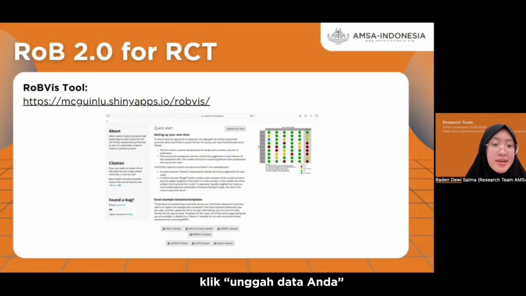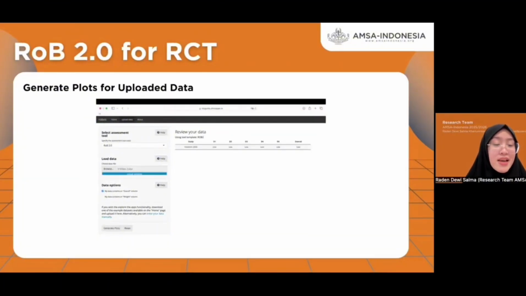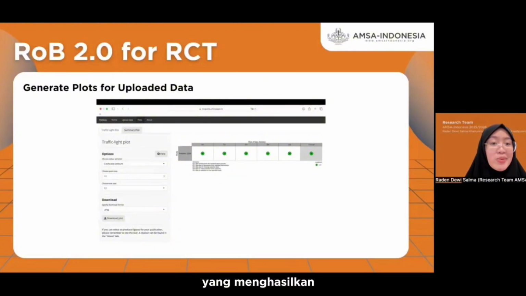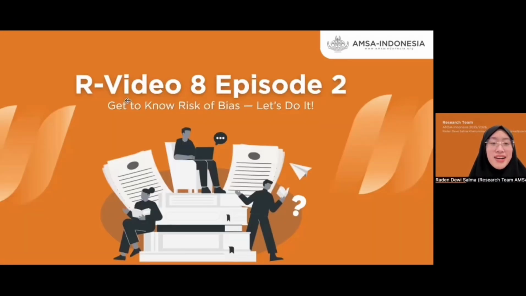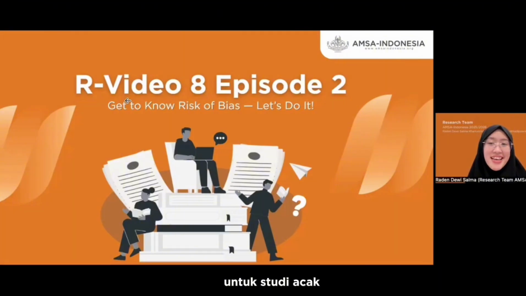Click Upload your data. Under Specify the assessment tool used, select ROB 2.0, and upload the previously saved ROB 2.0 dataset file. A summary table will appear for data review. Click Generate Plots. The Generate Plots display the visual summary of the risk of bias assessment for the reviewed study. Alright, that is all for the use of ROB 2.0 for randomized studies. Let's now move on to the next one.